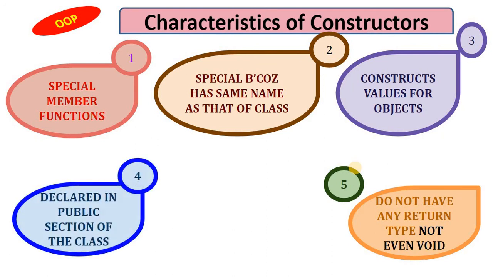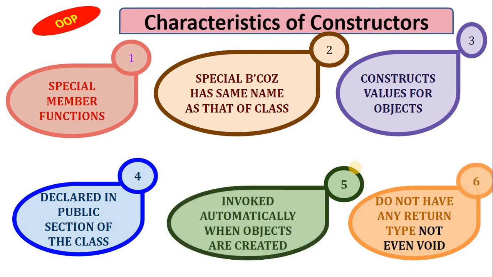It is declared in the public section of the class. Never can a constructor be declared in the private section of the class. Again, it is invoked automatically when the objects are created. Calling is not explicit. And lastly, constructors do not have any return type, not even void.